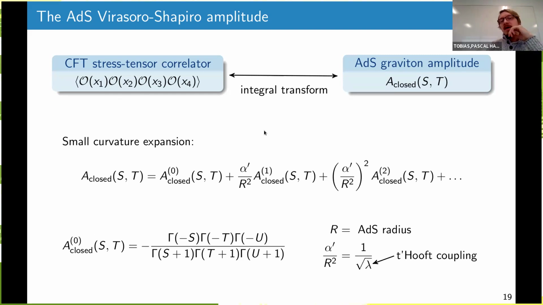And we will define a certain integral transform that defines for us what we call the AdS amplitude, which is a function of S and T. And it has this small curvature expansion where we will, in the end, completely fix the curvature corrections A1 and A2. And the leading term is just the flat space Virasoro-Shapiro amplitude. Small curvature correction also means it's a correction in strong 't Hooft coupling.